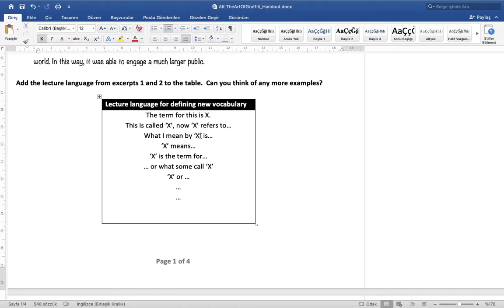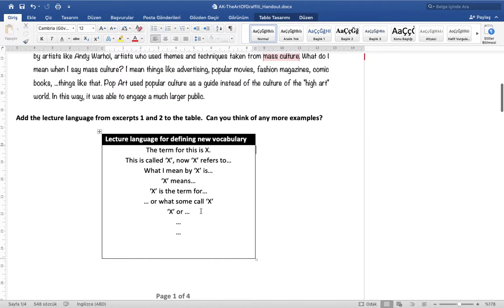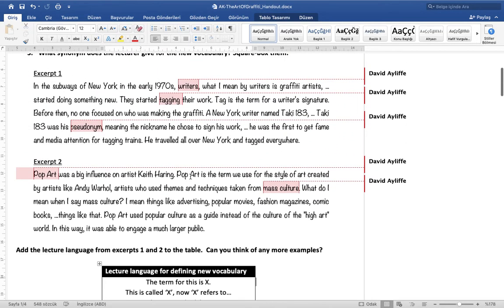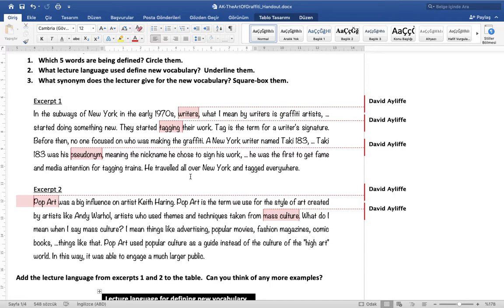What I mean by blah blah blah is X means blah blah blah. X is the term for blah blah blah. Or what some call X is blah blah blah. So guys, these again are the expressions that the speaker can use to define something. My tip for you is that in the listening exam, whenever you hear one of these expressions, please take notes. It means the speaker is going to define something, and that might be useful to answer the questions in the exam.